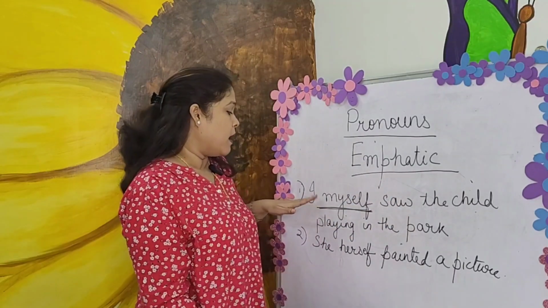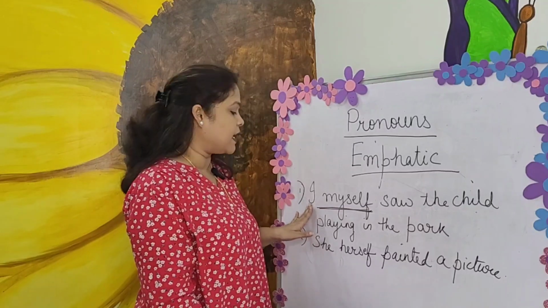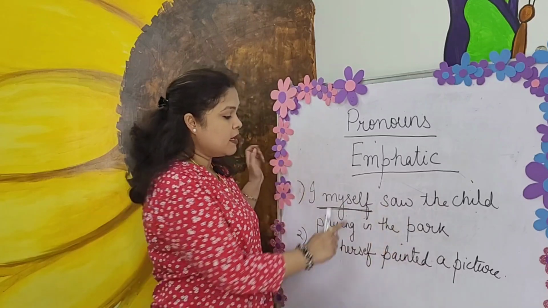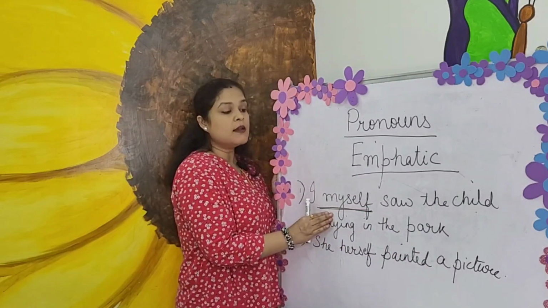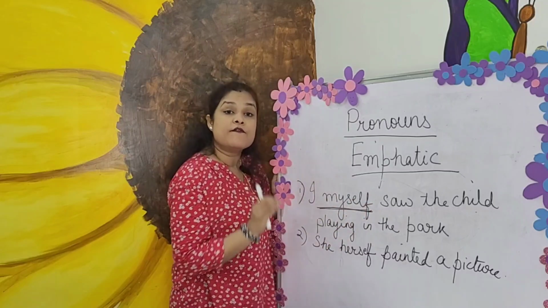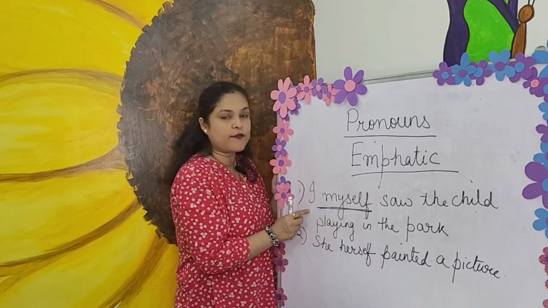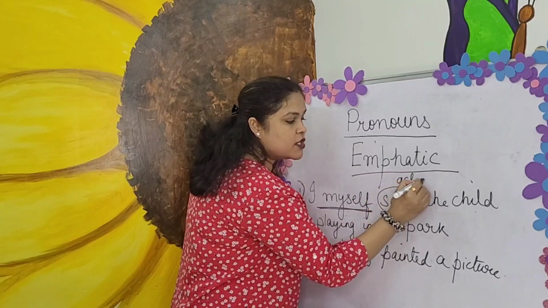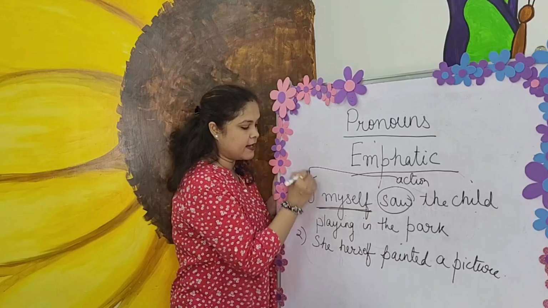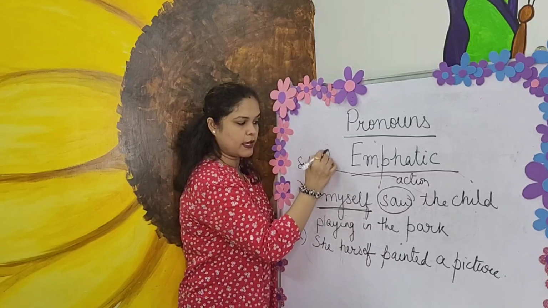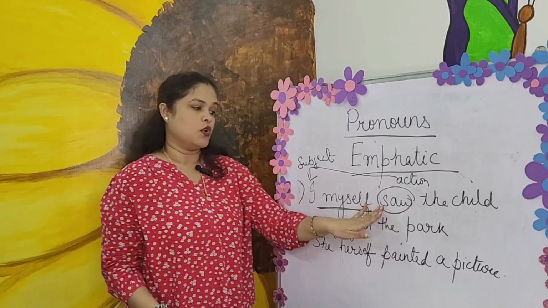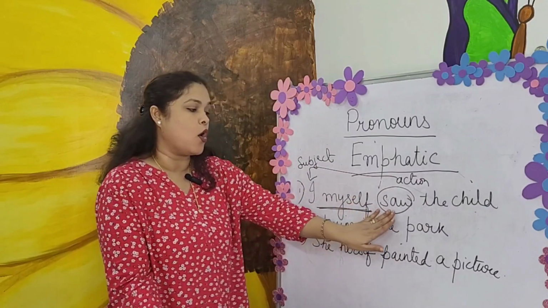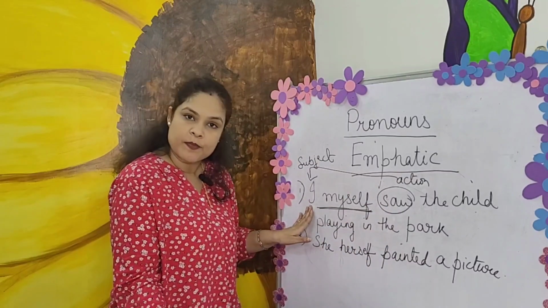Number one, what is the action performed by the subject? I saw. The subject is seeing something. So here the word myself or the pronoun myself is emphasizing the action which is performed by the subject. Okay, see, I myself saw. So seeing is the action which is being performed by the subject and it is emphasizing on the action which is performed by the subject.